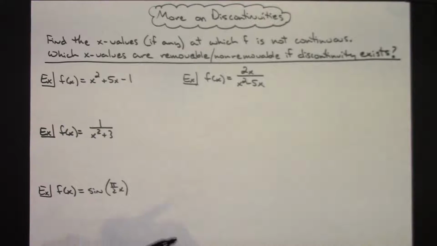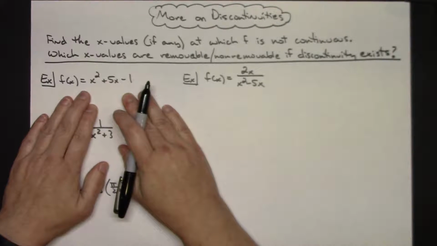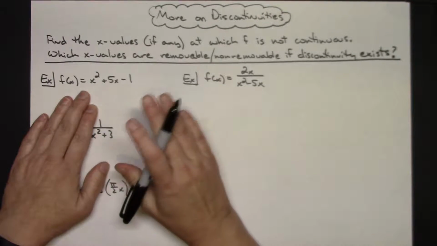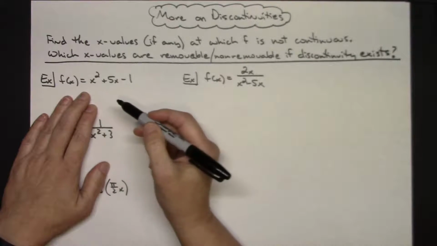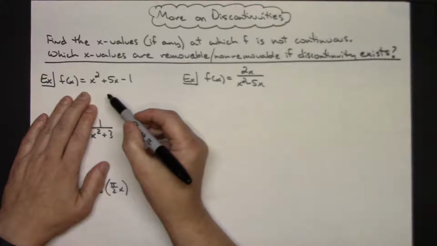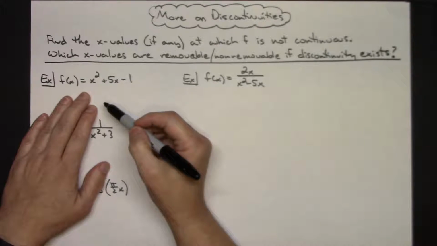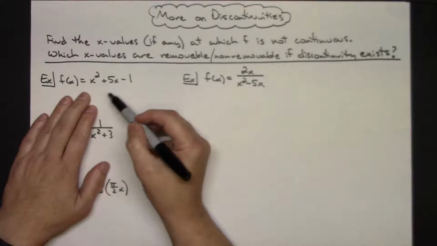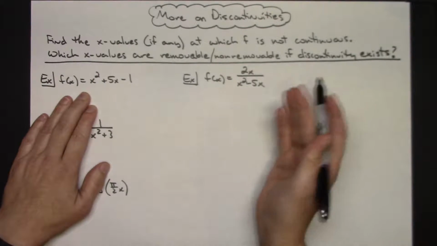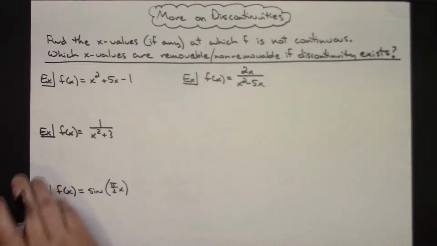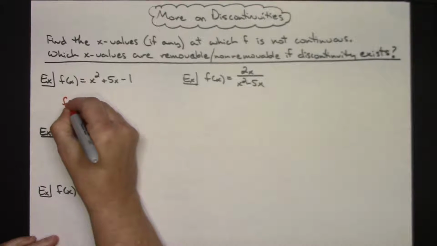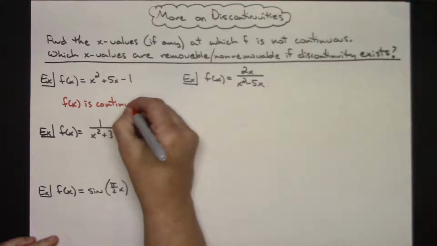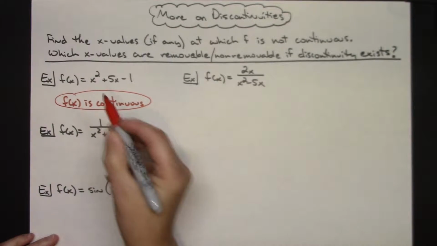In my first example, I've got f of x equals x squared plus 5x minus 1. Hopefully you recognize that right off the bat. That's a polynomial curve. It is an x squared, so it's going to be a parabola. Hopefully somewhere along the line you've been told that all polynomial curves of degree 2 or higher are smooth and continuous. So it's going to be continuous everywhere, and I don't have any discontinuities on here. As an answer, you just might want to write something like f of x is continuous, because I don't have any discontinuities, so I don't have to worry about it.